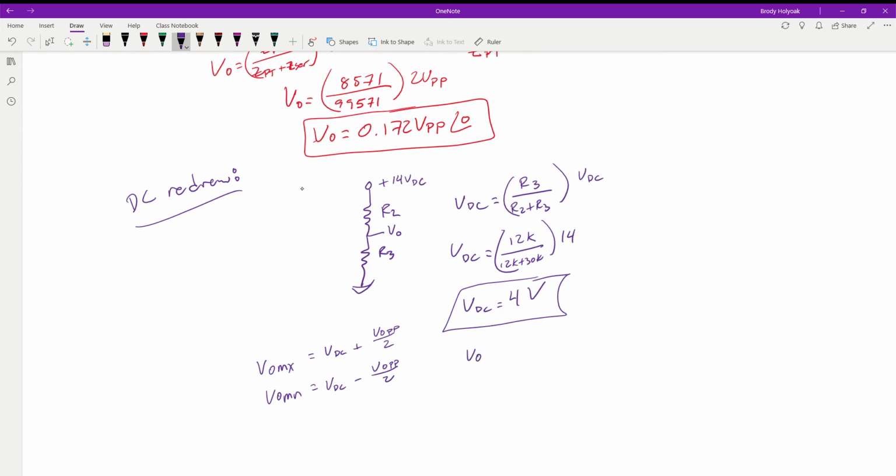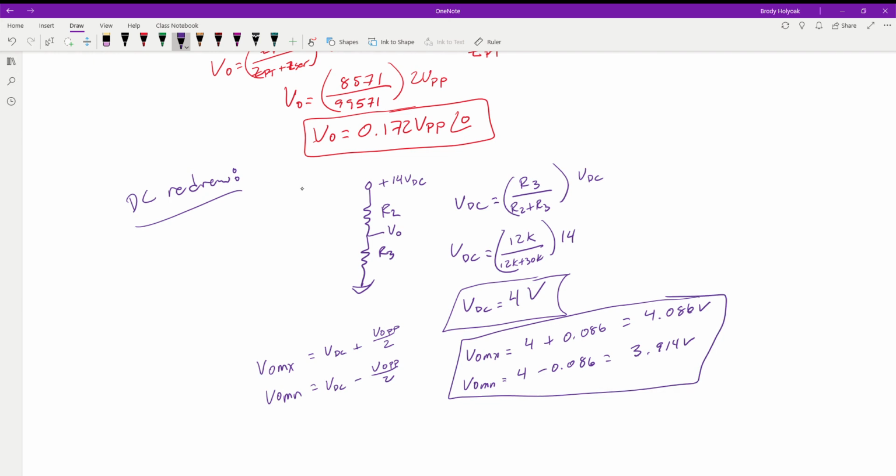So V out max is equal to 4 plus 0.086, so that gives us 4.086 volts. And our V out minimum is equal to 4 minus 0.086 volts, and that gives us 3.914 volts. So it really is that easy and that simple.